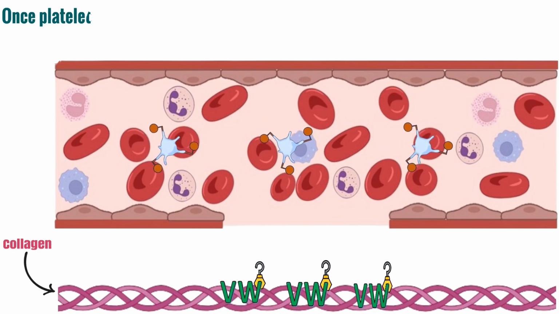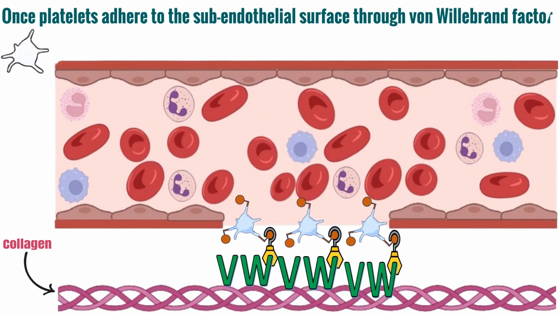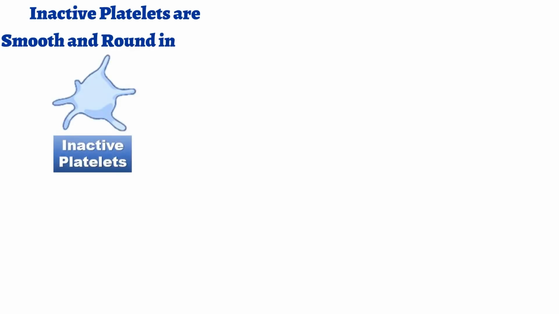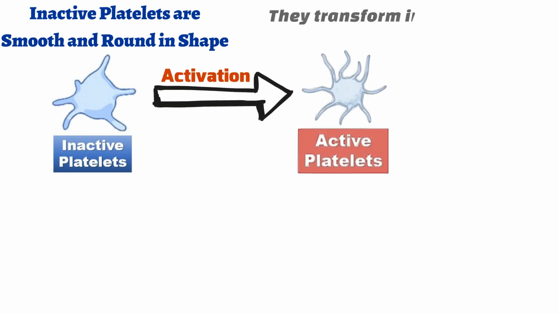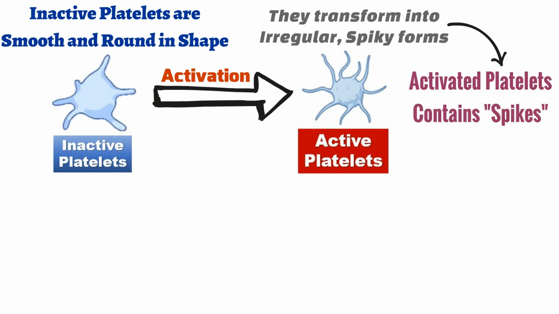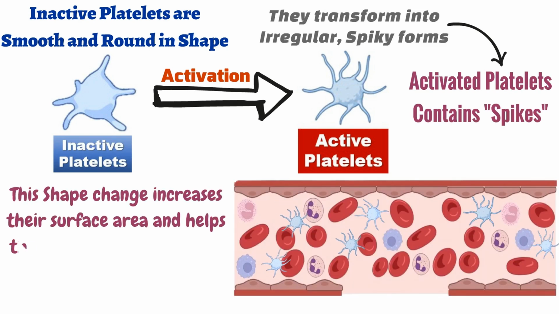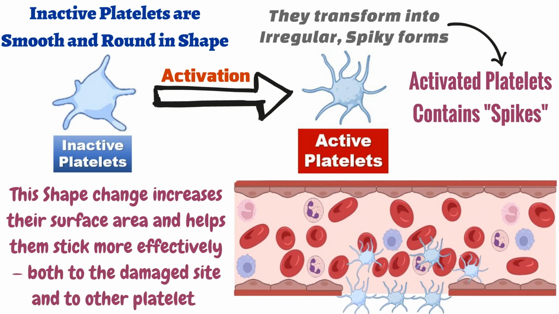Once platelets adhere to the subendothelial surface through von Willebrand Factor, they undergo a dramatic shape change. Normally, inactive platelets are smooth and round in shape, but upon activation, they transform into an irregular spiky form, meaning activated platelets contain spikes. This shape change increases their surface area and helps them to stick more effectively, both to the injured site and to the platelets.